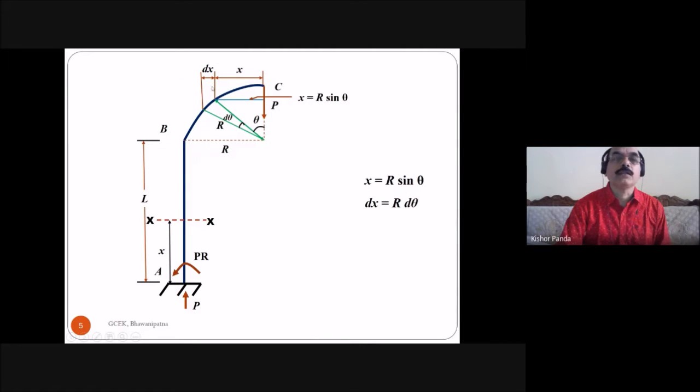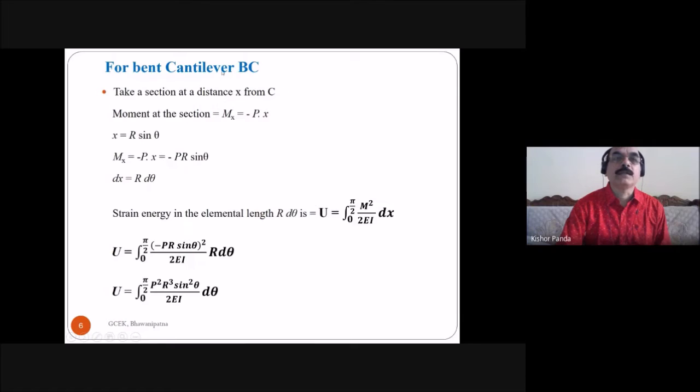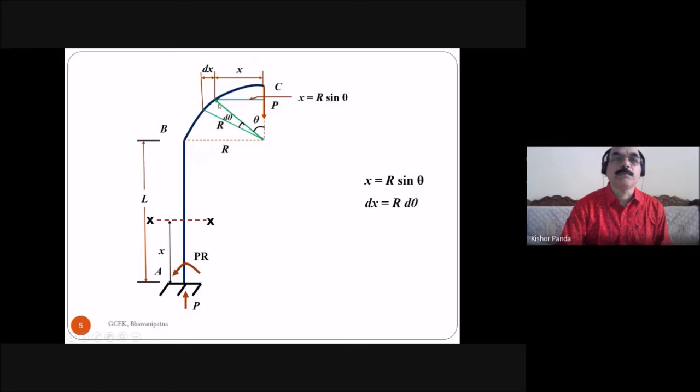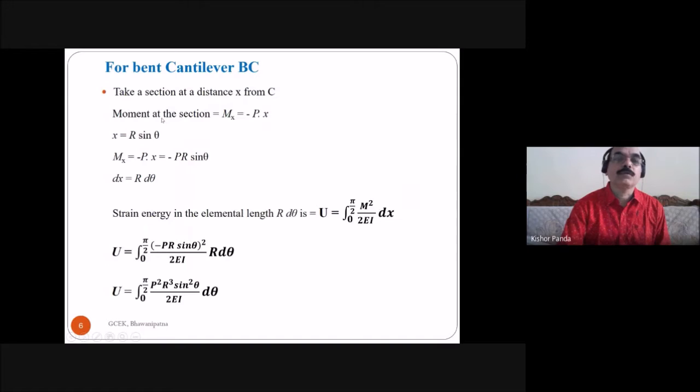So first you find out what is the bending moment here for bent cantilever BC. Take a section at a distance x from C. Moment at the section Mx is equal to minus P into x. This is the force acting at C, and this is the perpendicular distance. So what is the moment at the section? Minus P into x, and this is rotating clockwise. You know this is the x distance, so this distance is equal to r into sine theta. Put the value of x here. So Mx is equal to minus Px is equal to minus Pr sine theta.